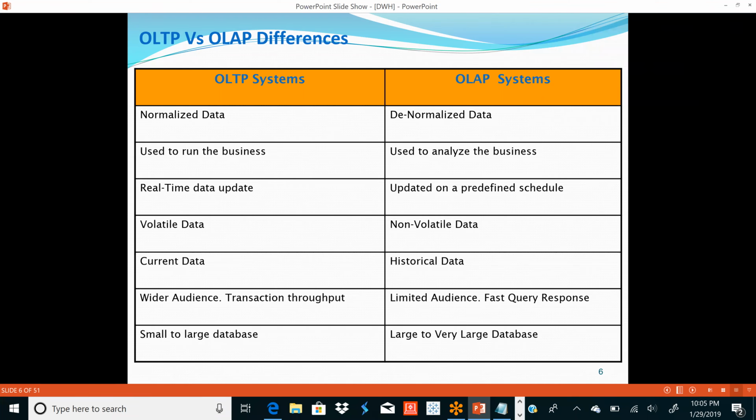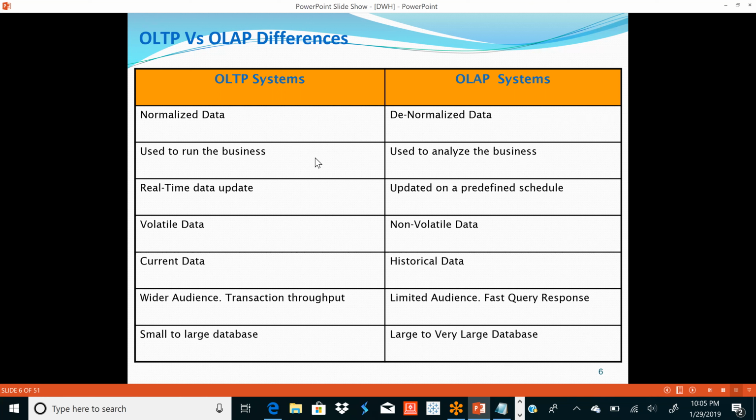So these are the primary differences between OLTP and OLAP. And this question is asked in many interviews. To start off, they'll ask you this one only: what are the differences between OLTP and OLAP? So on those lines, we discussed all these things.